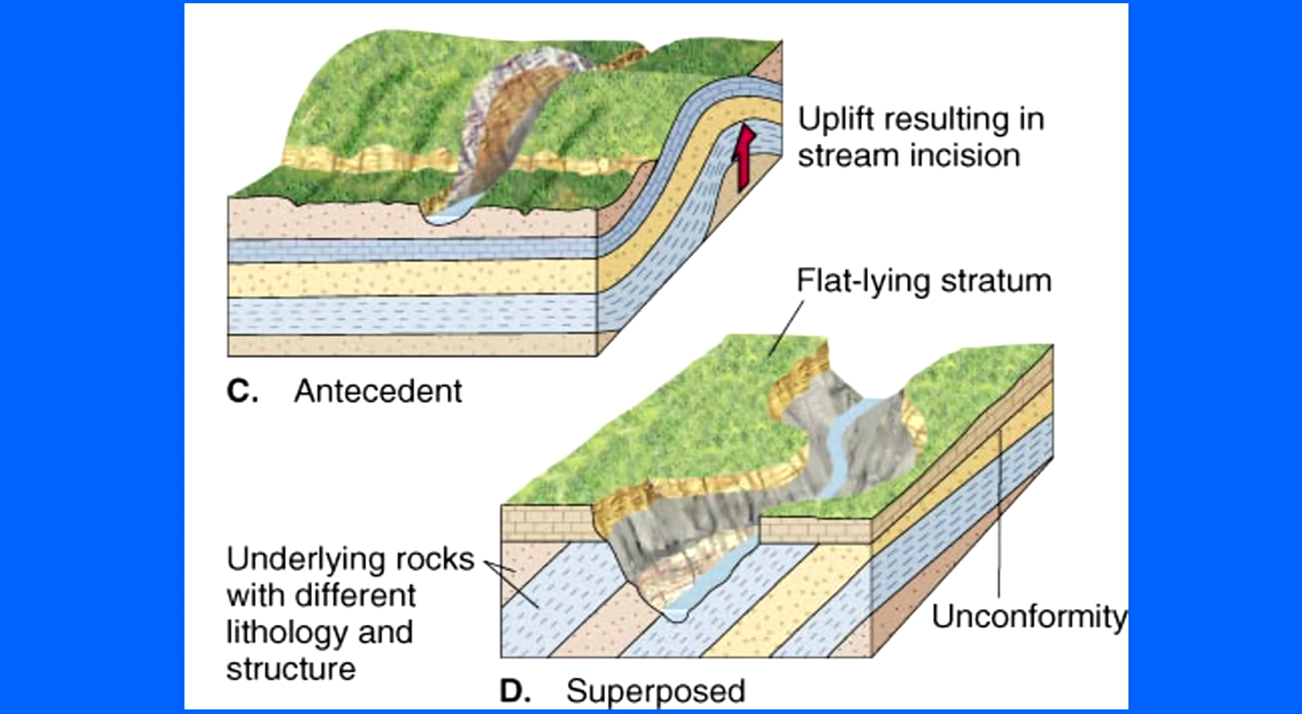Then if the stream is crossing the folded areas, they are termed as antecedent streams. And then there is another one which we call the superposed streams, which are incising the inclined surface, which has been covered later on by the flat depositional stratum made because of deposition. If it is incising that, then we term this as superposed streams or drainage.